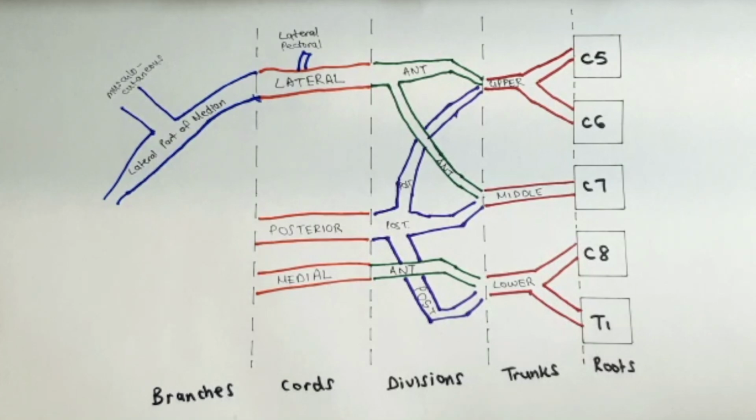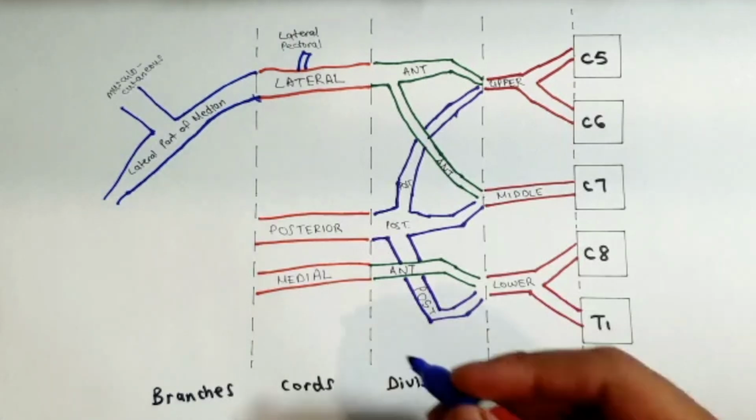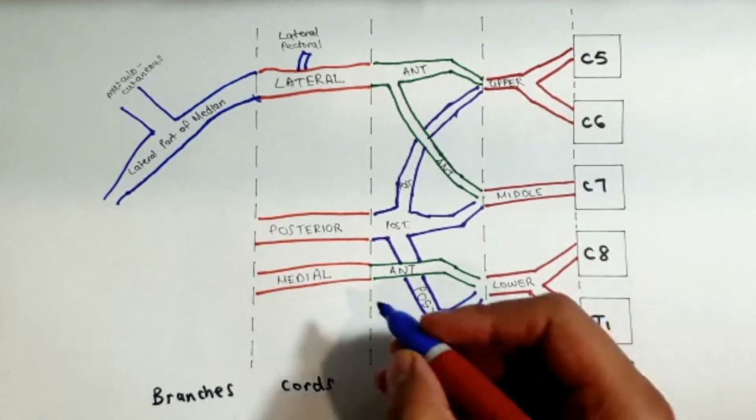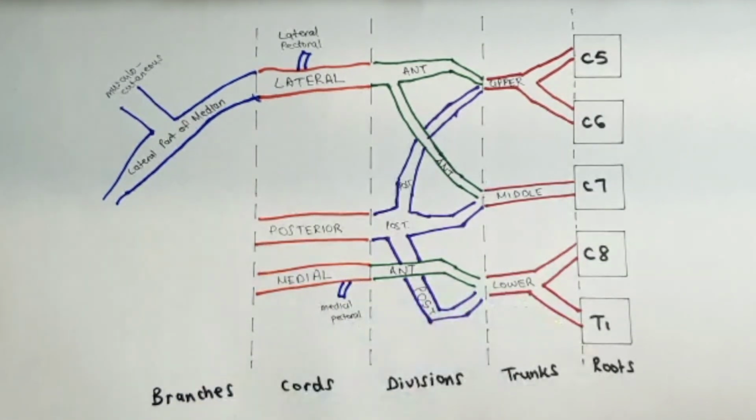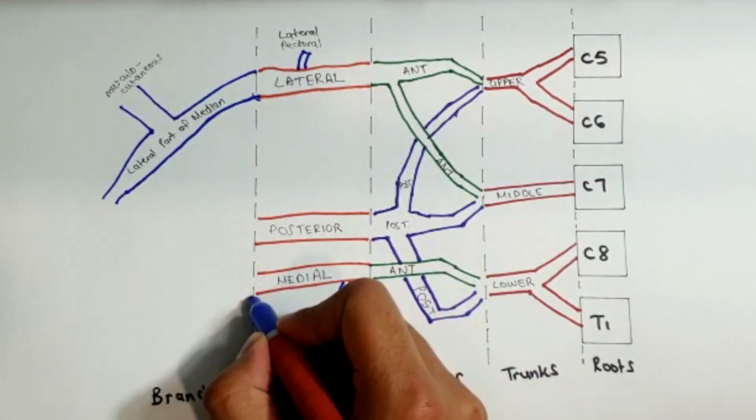The medial cord will give rise to 5 branches. Now, if you have a lateral pectoral nerve, then you also have a medial pectoral nerve. The medial cord gives rise to the medial part and the second half of the median nerve.